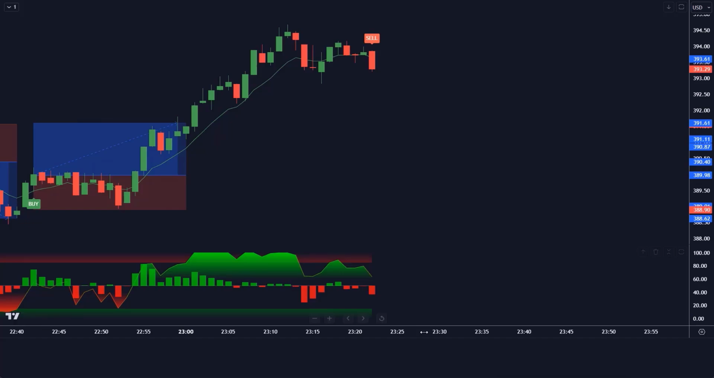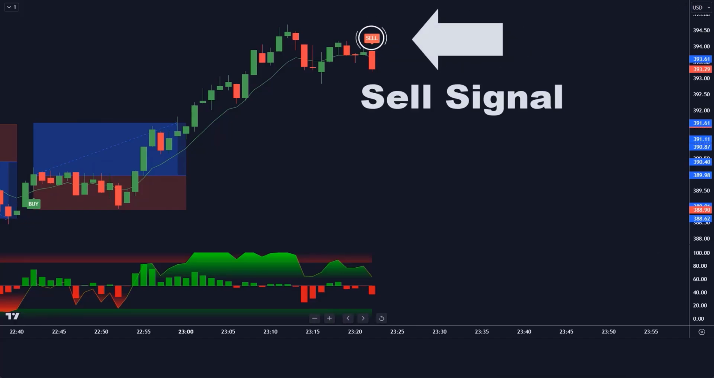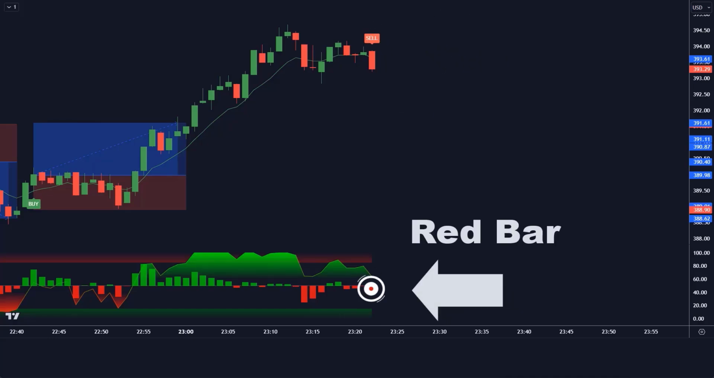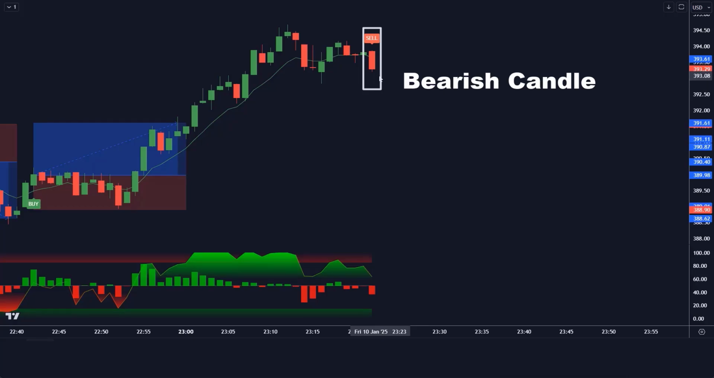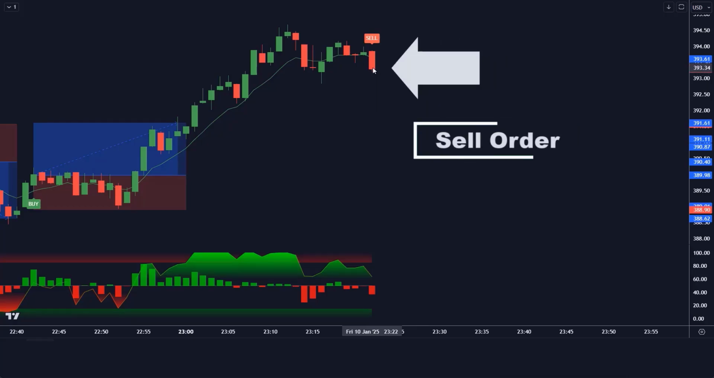We have got the signal. Here the buy-sell by Prakash indicator gives us a sell signal. Here the market structure oscillator shows a red bar. Here the market has made a bearish candle to give confirmation. So all our conditions are being fulfilled, so we are placing an order to sell.